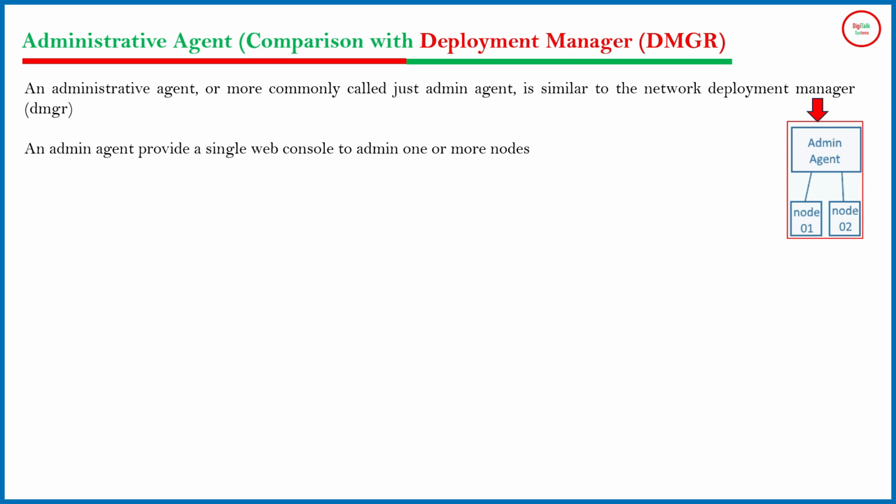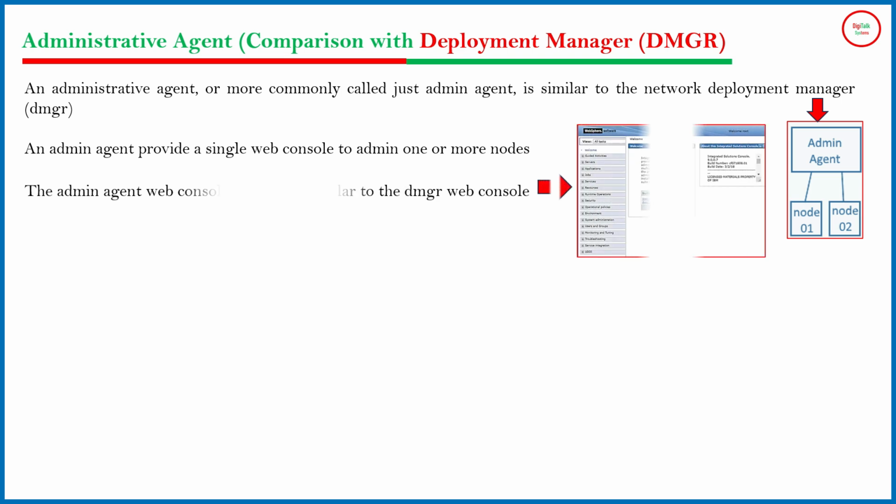As you can see in the picture, we have an admin agent, and then we have two nodes, node 1 and node 2. These nodes refer to application servers. So you are managing node 1 and node 2 with the help of the admin agent. This is the same work as the deployment manager or admin console, where we can manage multiple nodes or application servers. Along with that, an admin agent provides a single web console to administer one or more nodes. This is again the same feature as the deployment manager, where we have a single web console from where we can manage each and every node or application server.